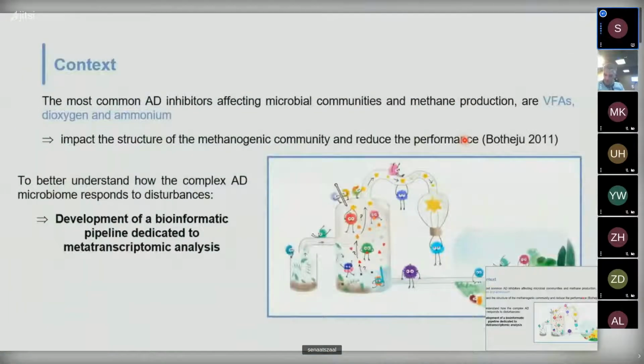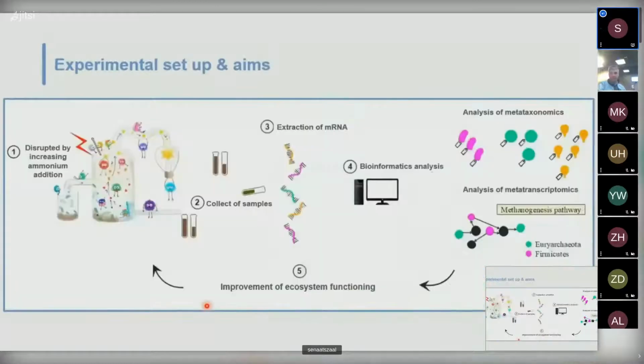The most common anaerobic digestion inhibitors affecting microbial communities and methane production are VFA, dioxygen, and ammonium. All of them impact the structure of the methanogenic community and reduce the performance. So to better understand how the complex anaerobic digestion microbiome responds to disturbance, I developed a bioinformatics pipeline dedicated to metatranscriptomics analysis.